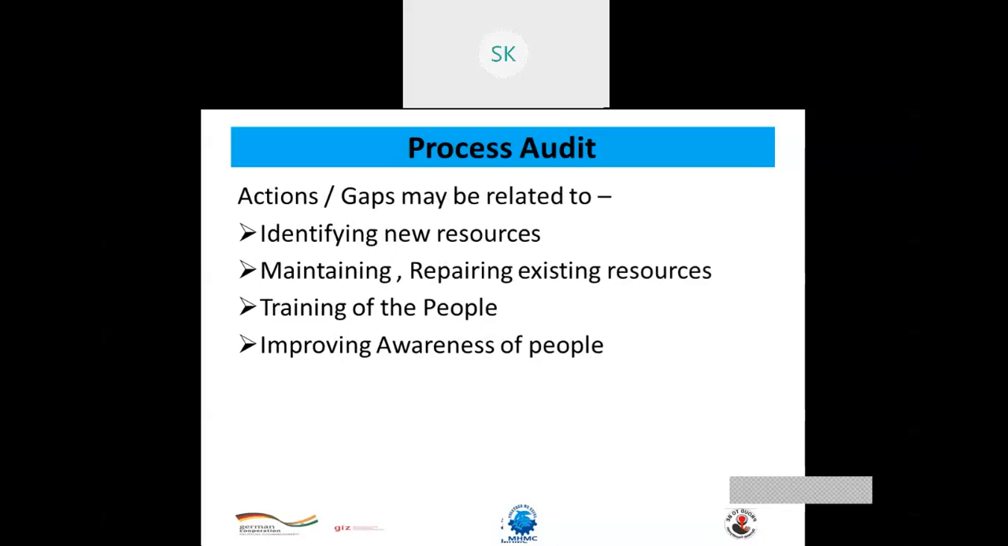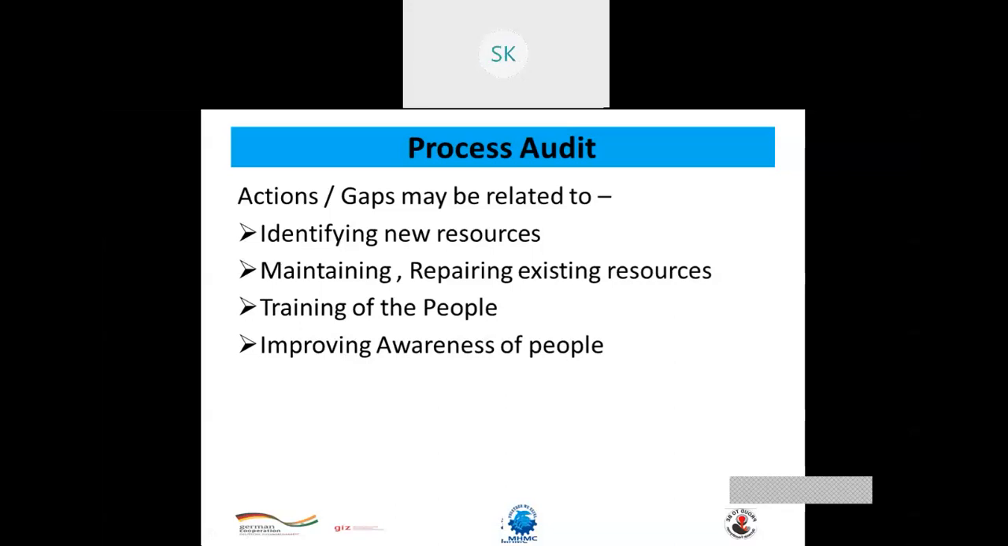So actions and gaps may be related to identifying new resources. Resources are not adequate. That is why there is a gap in the process. For example, what we have taken is the copper die, because the old copper die is already worn out. Nobody has talked with the management. So the resources are not enough. You have to go for a new die or repair that die.